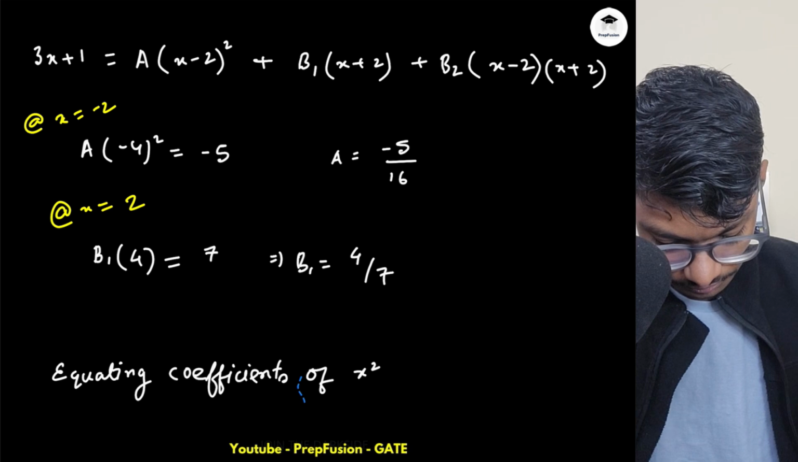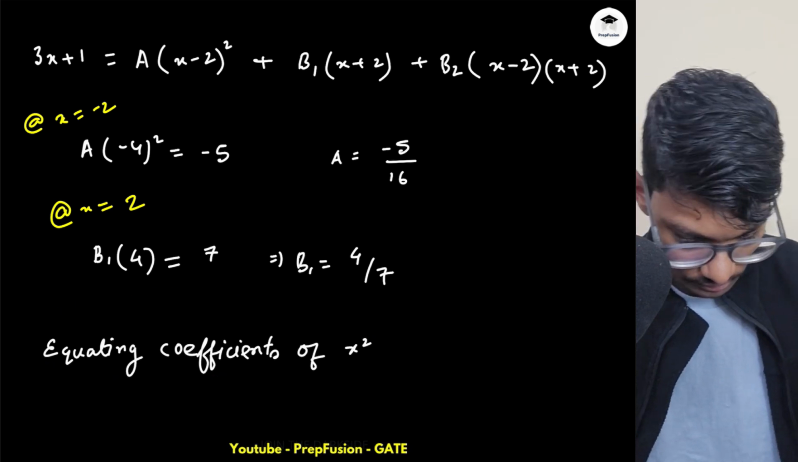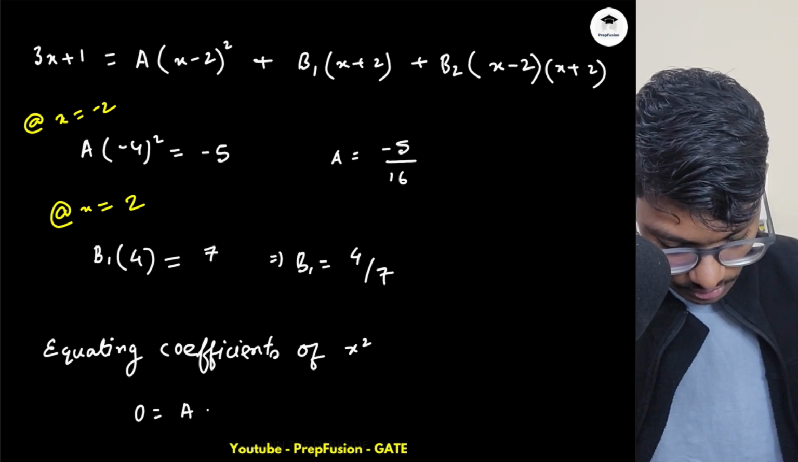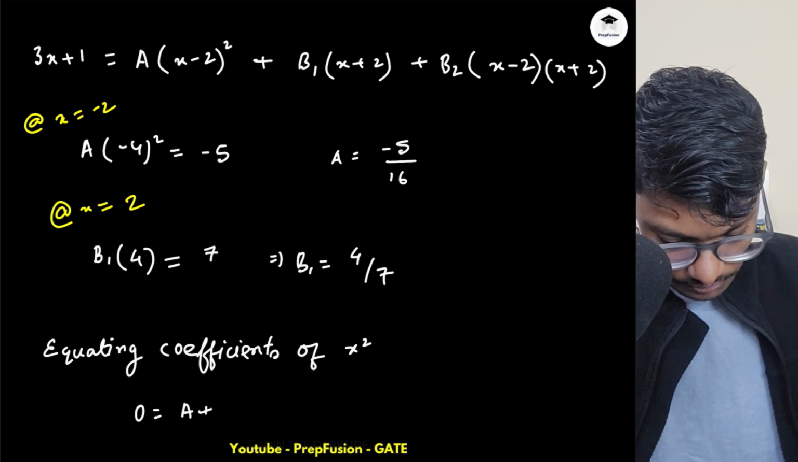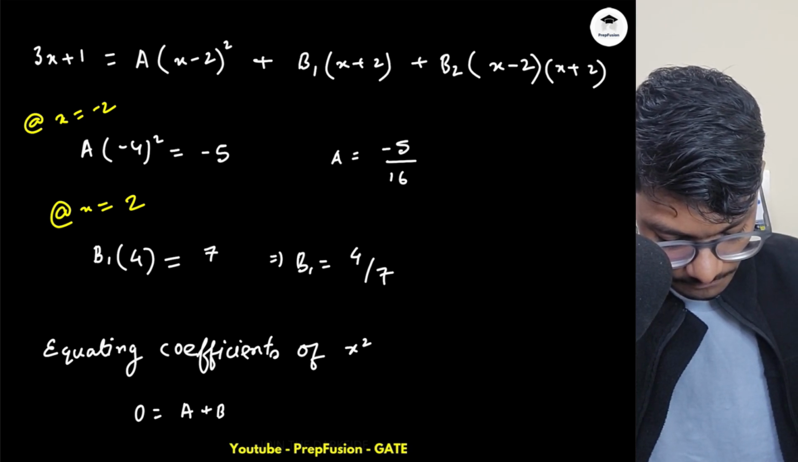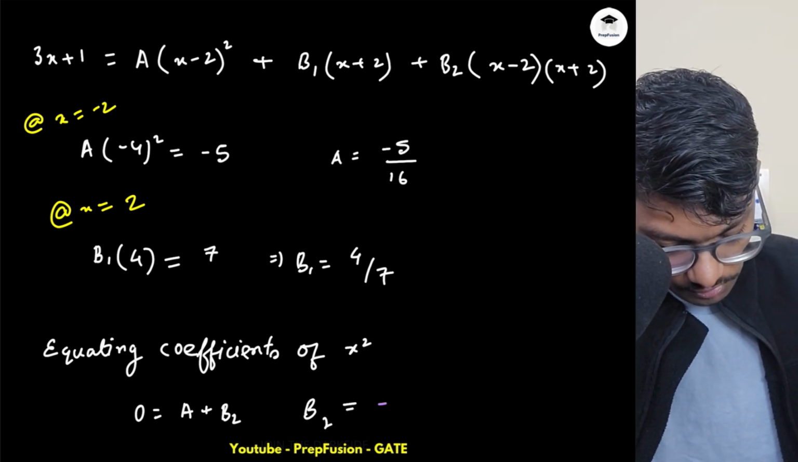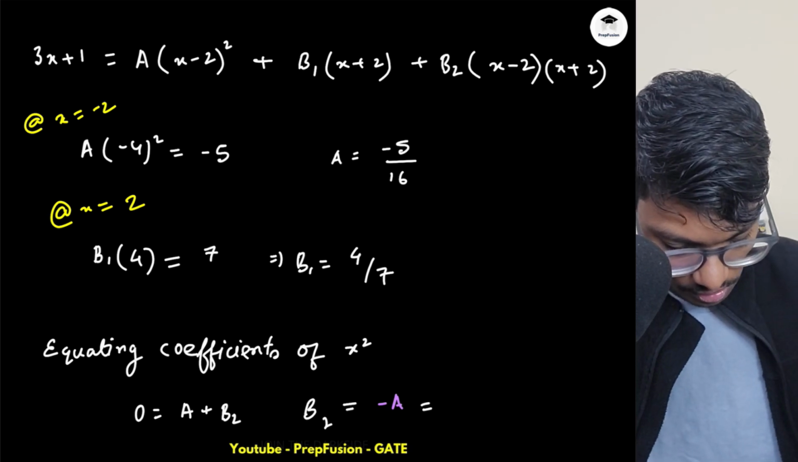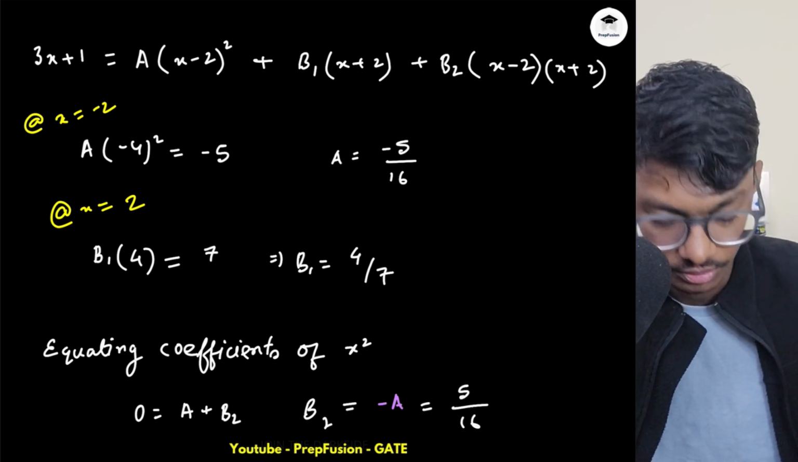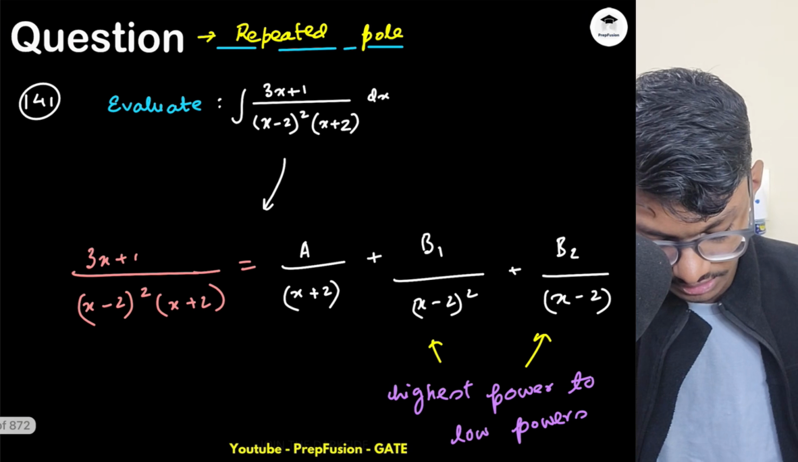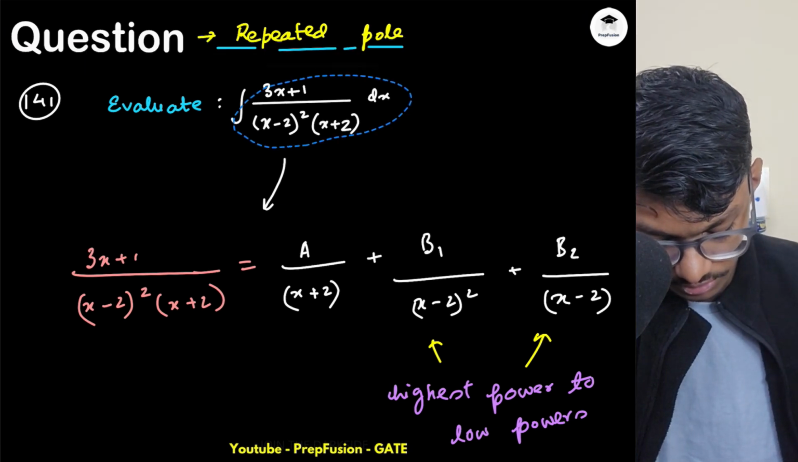So basically this will be 0, this equals a plus b2. So my b2 will be equals to minus of a, so a is equals to 5 by 16, so b2 will be equals to plus 5 by 16. So I can convert this integration into this simple format.